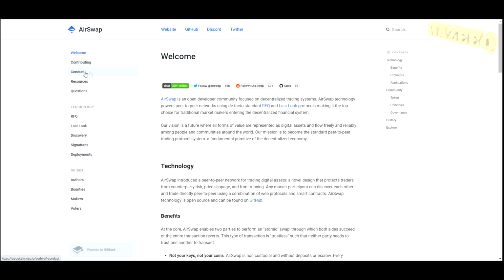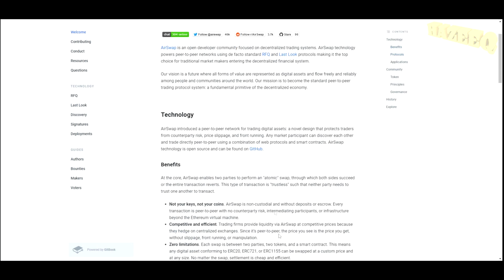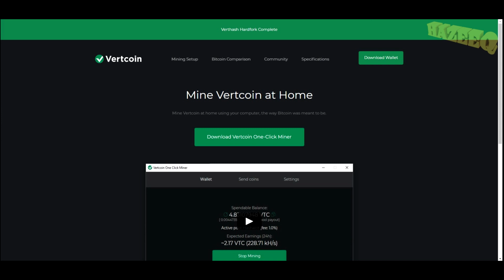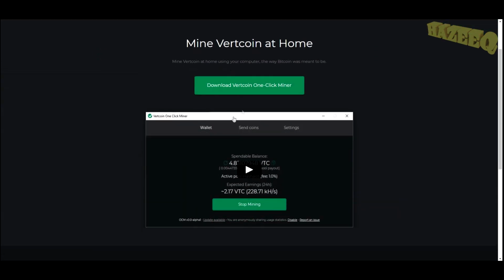Benefits, AirSwap, conduct, questions. So yeah, deployments, bounties, authors, protocols. So this is what you want to read into, right? You have to read everything about that. For example, I found a Vertcoin over here. So look at this website. It has sort of a mining system implemented.